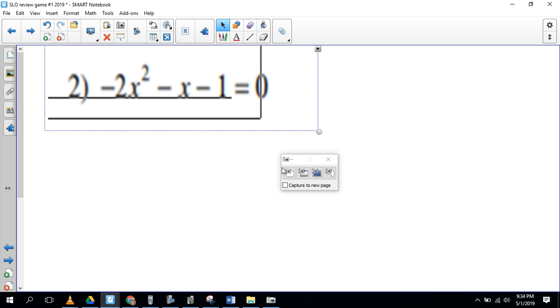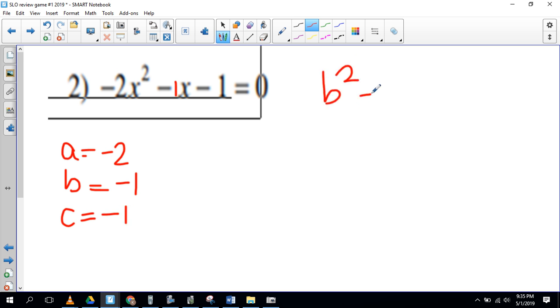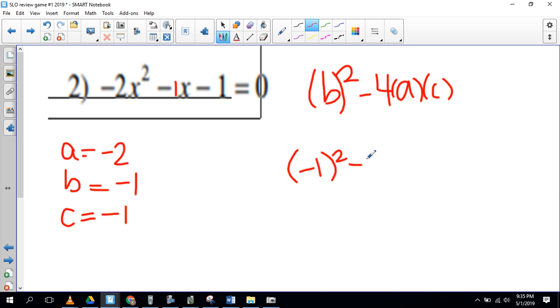Okay, so we're going to first label our A, B, and C. Our A is always in front of the x squared, so we get negative 2. And don't get confused by this, guys: if there's no number, put a 1 in front. So B is negative 1. C is also negative 1. And our formula is b squared minus 4 times a times c. And I always put these in parentheses. So my b is negative 1 squared minus 4, my a is negative 2, and my c is negative 1.